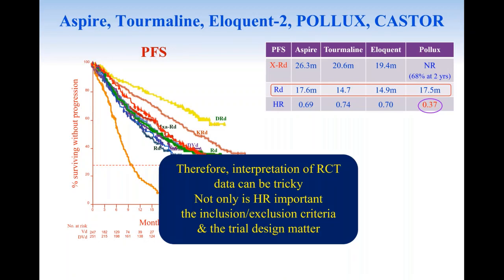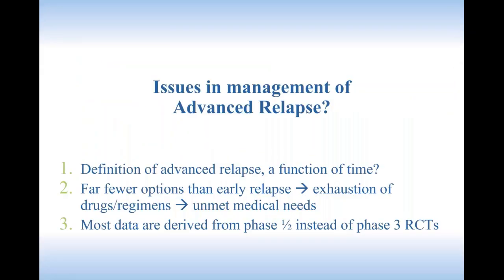So what about the management of advanced relapse? I believe there are a few issues. The first one that I mentioned is the definition of advanced relapse. It's not necessarily a function of time. Moreover, in the case of advanced relapse, first of all, we have far fewer options than early relapse because we have exhausted the majority of the drugs in the regimen. Hence, this is truly an unmet need. And then most of the data actually derive from phase 1-2 studies instead of phase 3 RCTs. So you will bear these factors in mind.